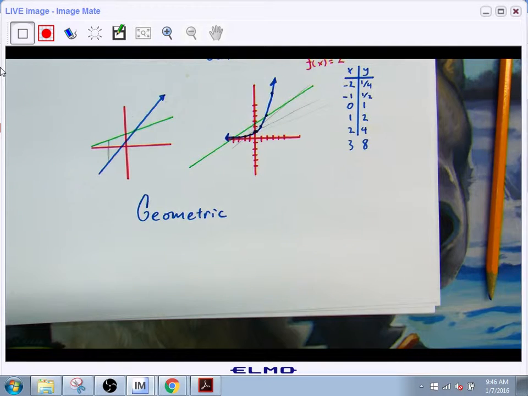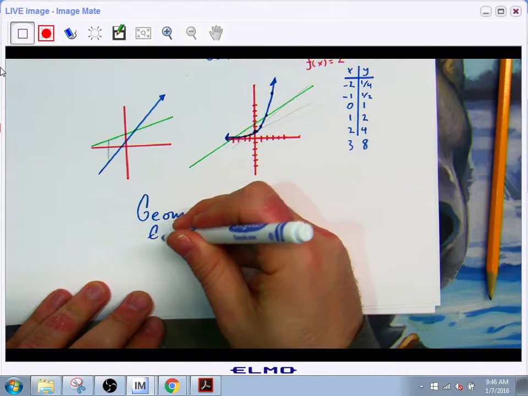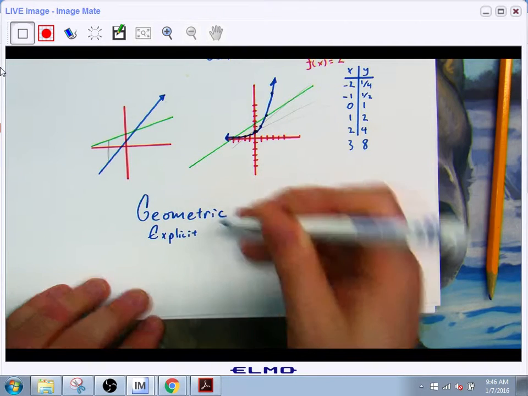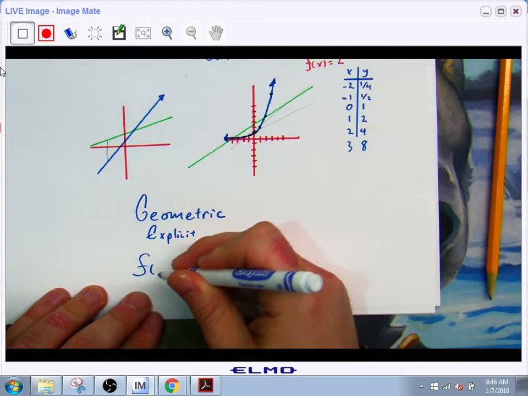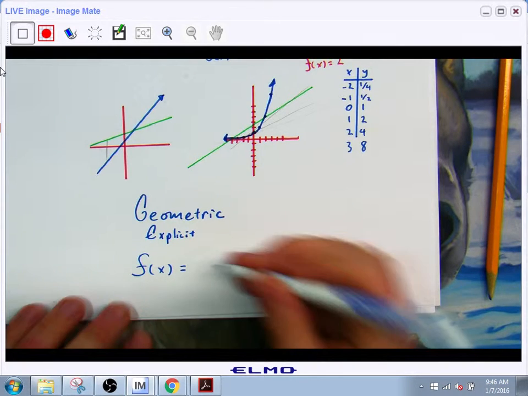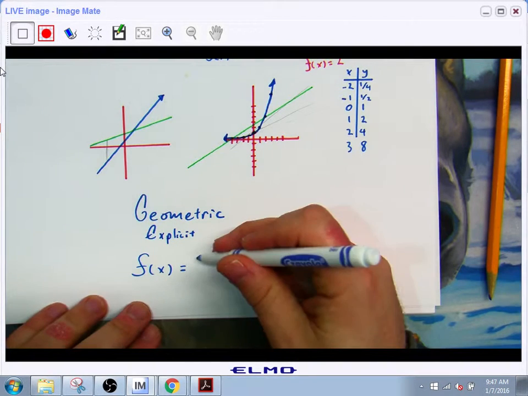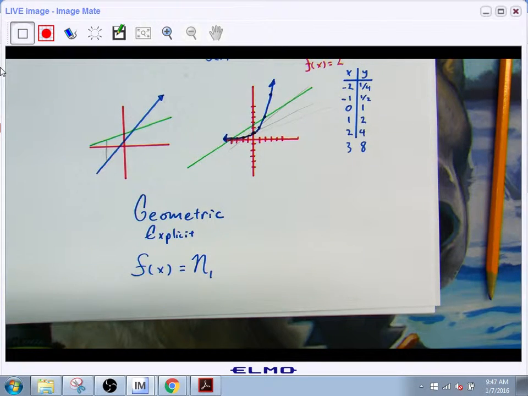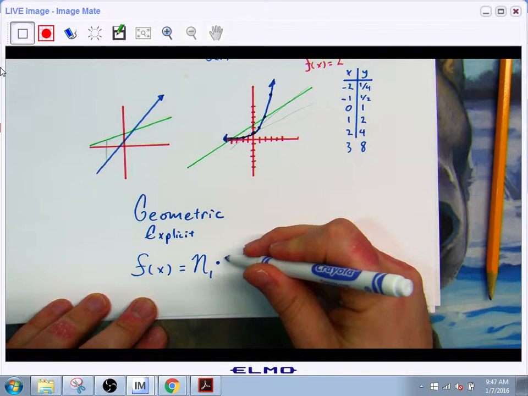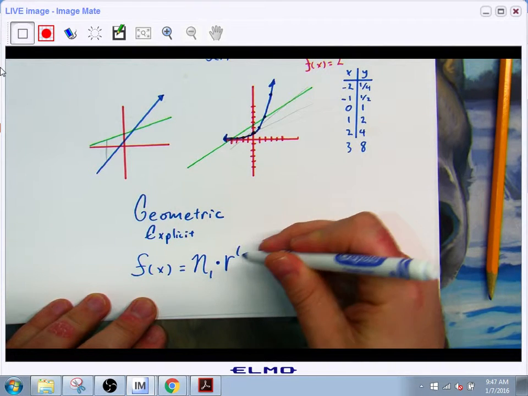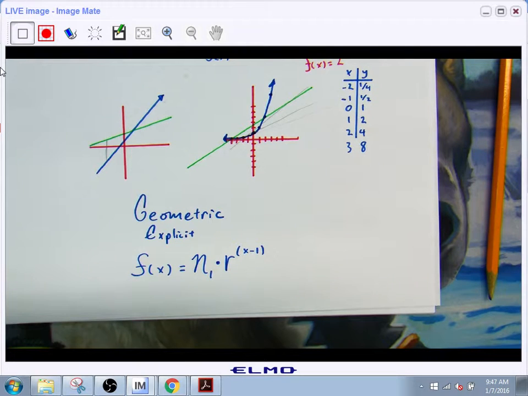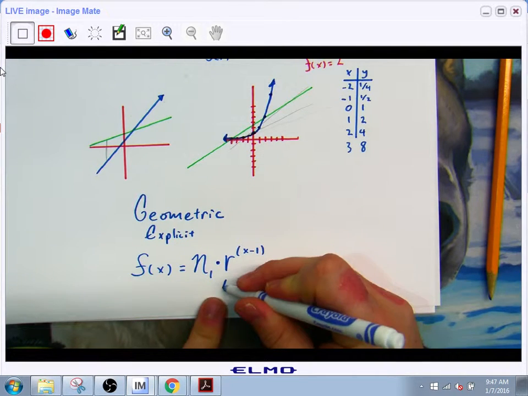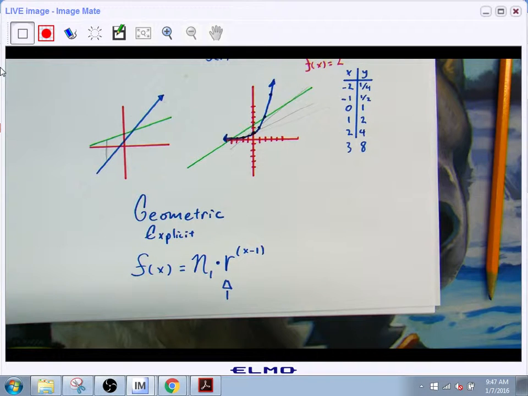Right? And remember, the base form of a geometric explicit equation will be f of x equals our first term, whatever our first term is. So I'll say n to the 1 power. It's our first term times our rate to the x minus 1 power. Okay, that's our base formula for that. And we can find our rate very easily. It's that number that is being raised to the power. Okay? It's that number that's being raised to the power here.